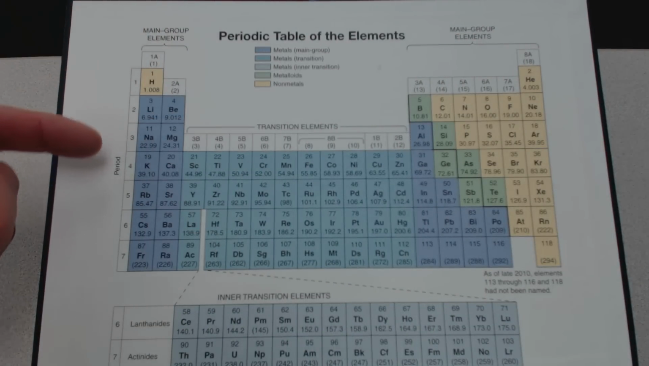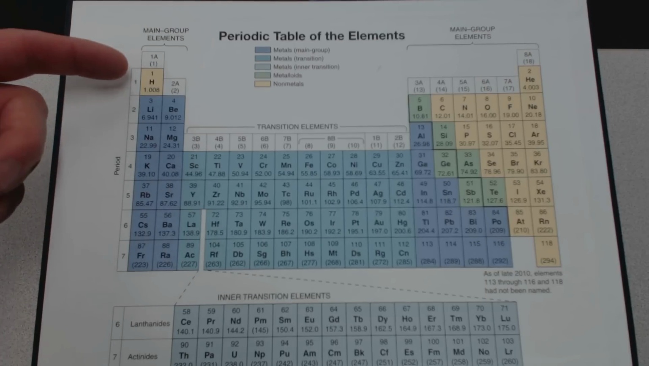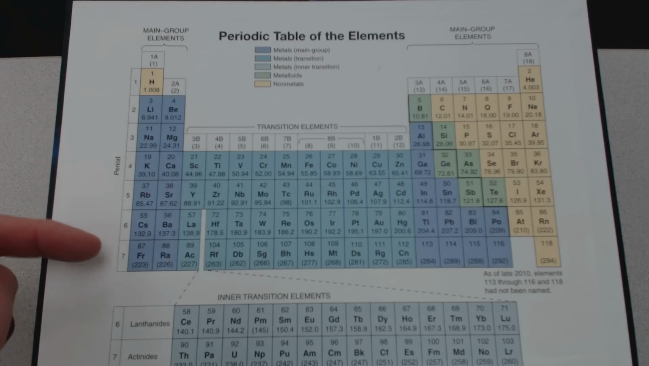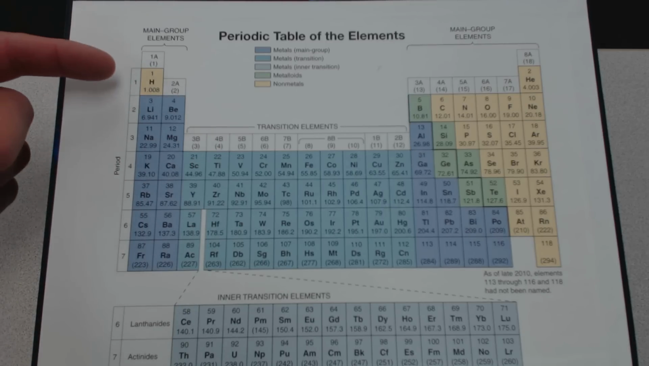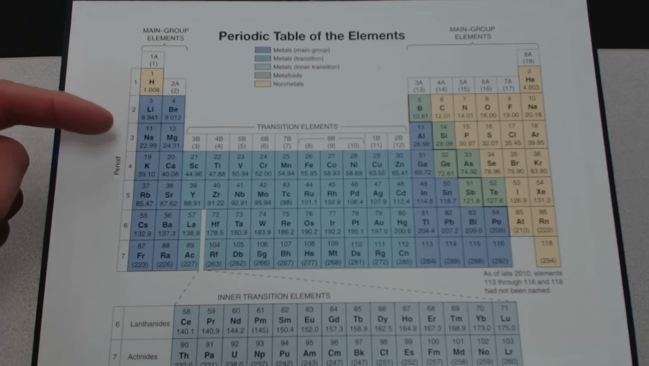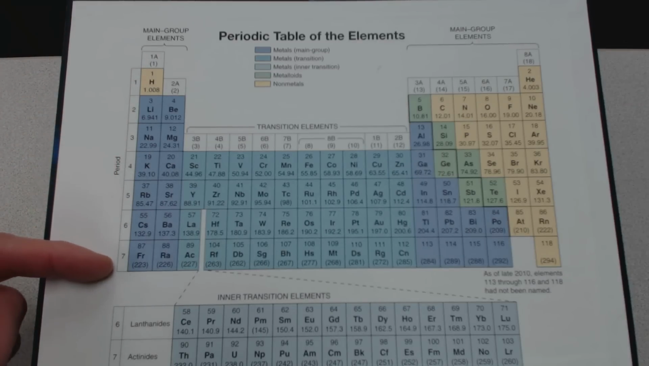If you look on the left-hand side, you'll see that as you go down a row, we increase in number, and these are called your period number. We only have 7 periods, 1, 2, 3, 4, 5, 6, 7.